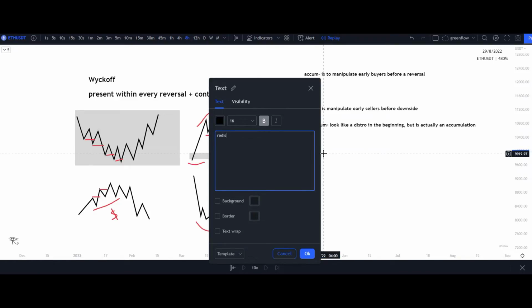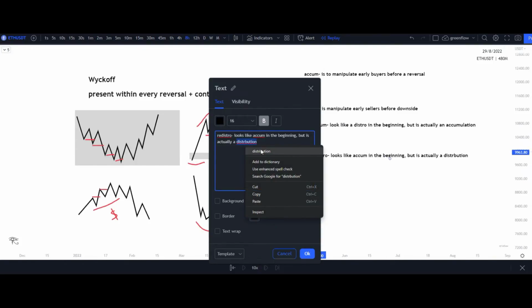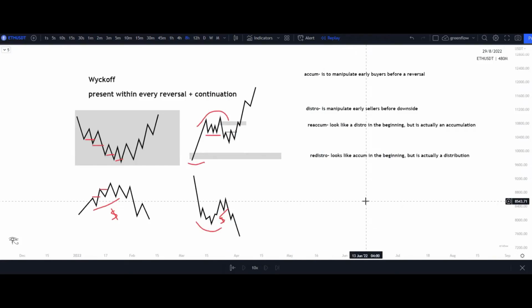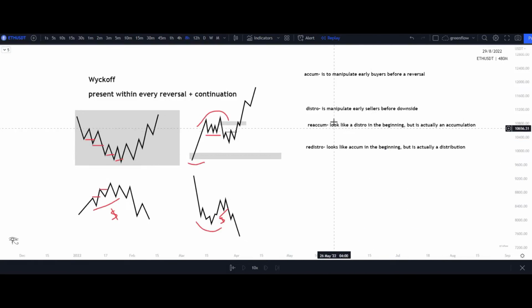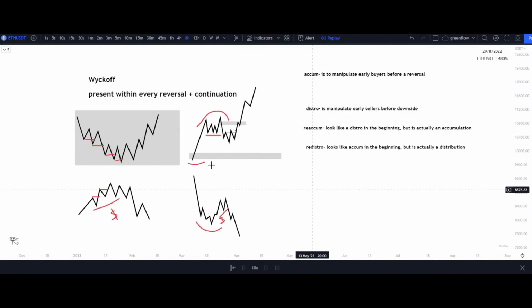So for a redistro, right, it looks like an accumulation, but is actually a distribution. Right, so we now have both of our continuation as well as our reversals placed out right here, so we can understand right where Wyckoff is going to be presented as far as reversals or continuations go.